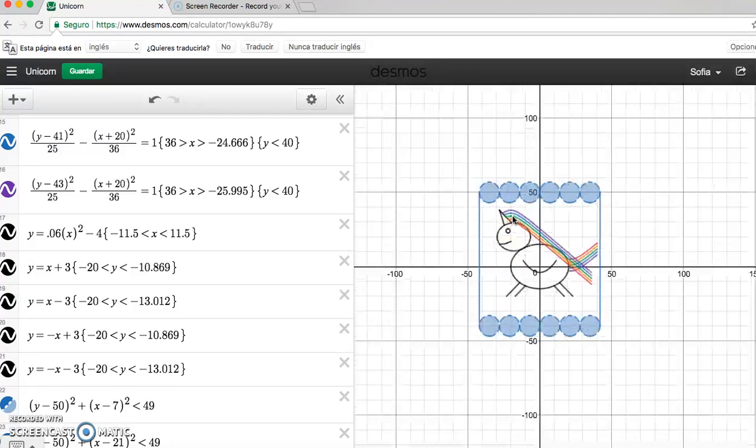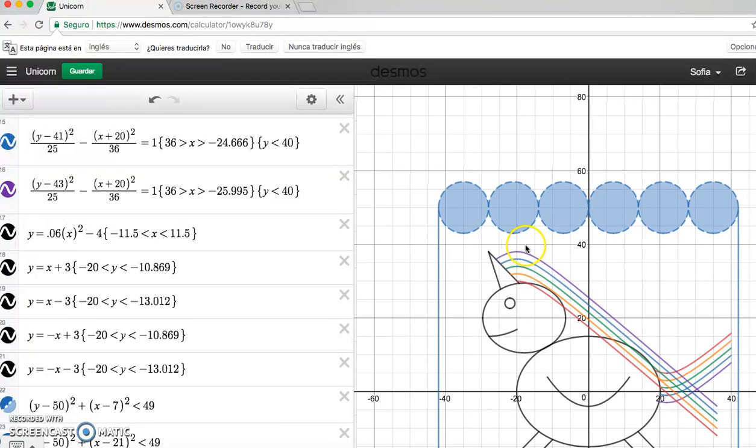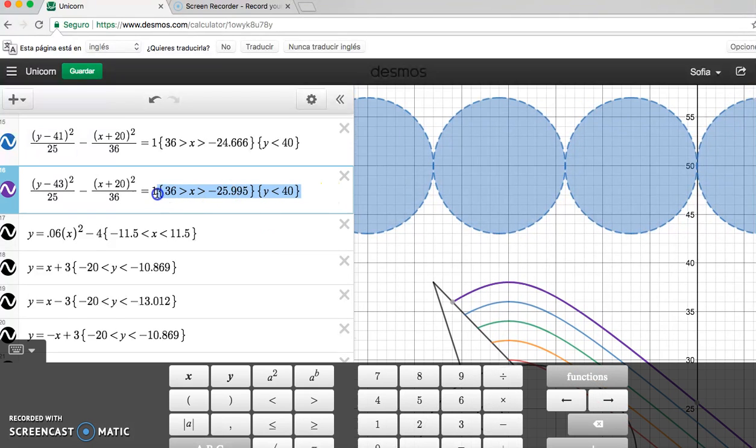First, I'm going to talk about this purple hyperbola, which in my drawing is part of the unicorn's hair, and it's falling. You can't see the whole hyperbola because it has a domain and range, but if I take it out, you can see the full hyperbola.